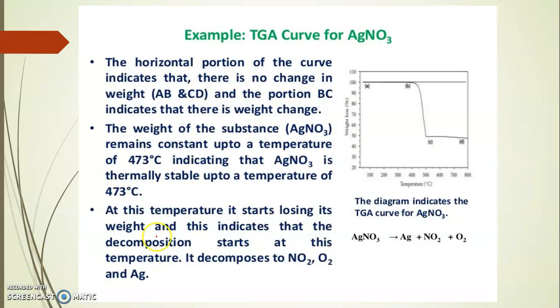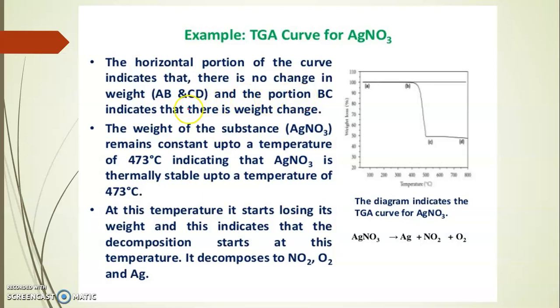Okay, now next is the example in which we observe the TGA curve for silver nitrate. Here you can see the graph is a temperature versus weight loss. The horizontal portion of the curve indicates that there is no change in weight, that is AB and CD. When we apply the temperature from 100 to 400 degrees Celsius, there is no change in weight in the A to B range, up to 400 degrees Celsius.